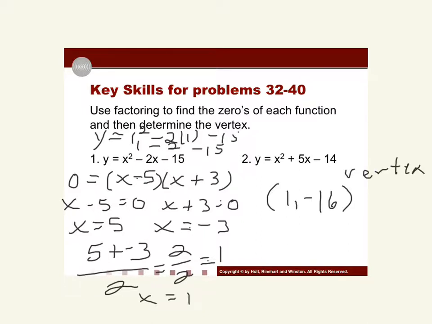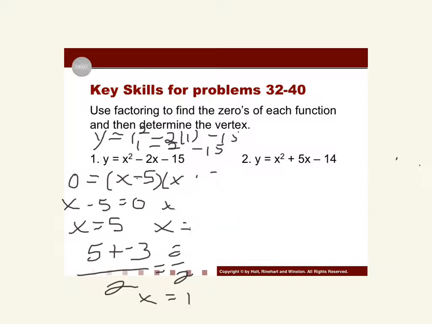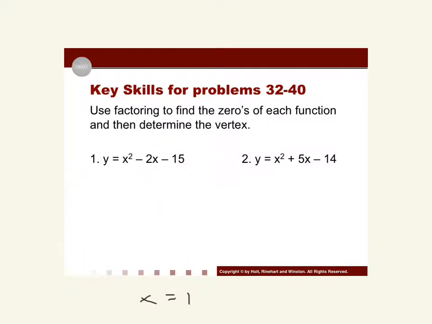And if I wanted to write this in vertex form, then it would be y equals, again, since this is a positive 1, x minus 1 quantity squared, then minus 16. Now we've written it in vertex form. We'll go ahead and do the same thing with example 2. So I'm going to erase this one and show us how we do that with this next one.